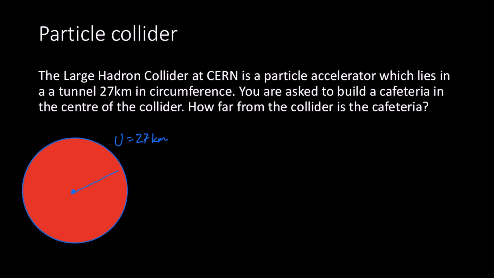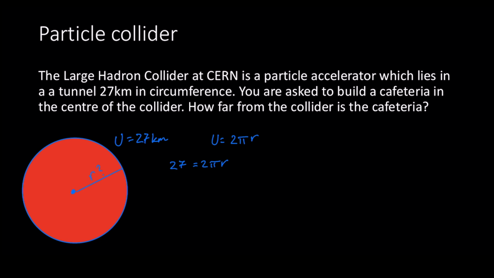So they are asking us for this distance. What does this look like? Well, this is the radius. Okay, so we have the Umfang and we need to calculate the radius. So U in terms of radius is 2 pi r. Now we know that this is equal to 27, so 27 equals 2 pi r.